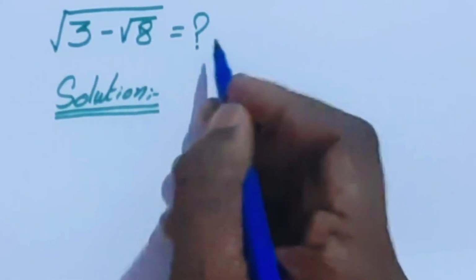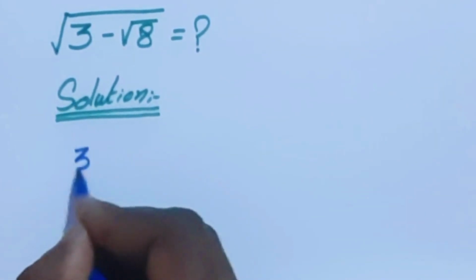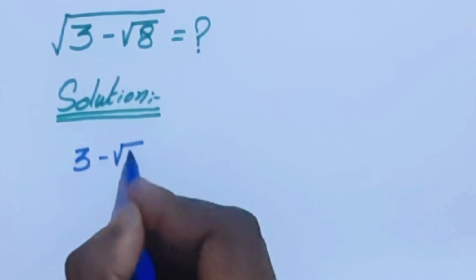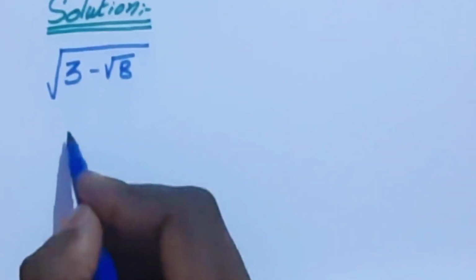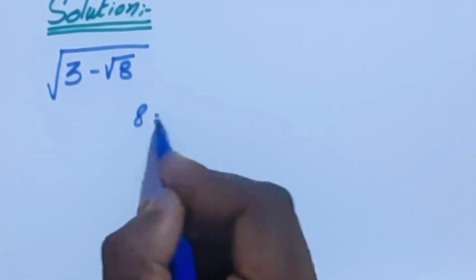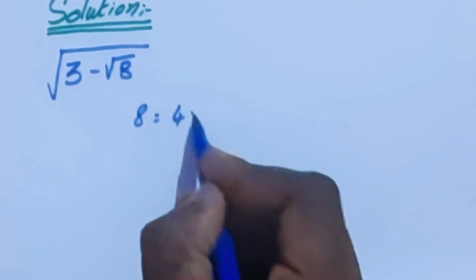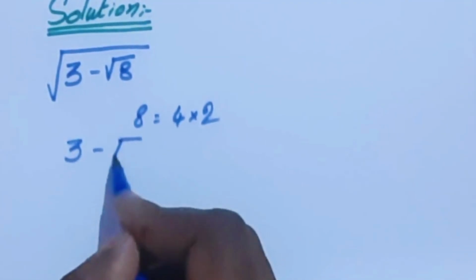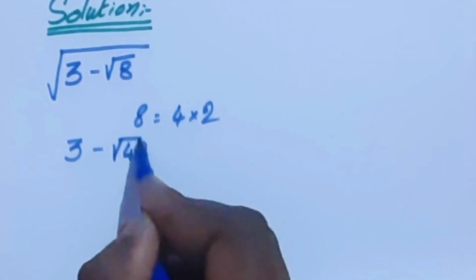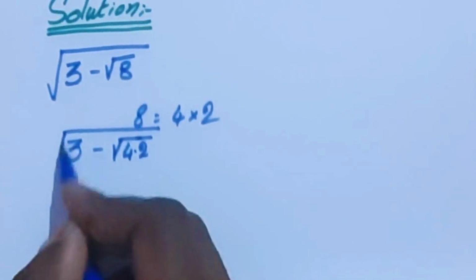Today we are going to solve this problem. Solution: the square root of 3 minus the square root of 8. Now this 8 can be written as 4 times 2. So the square root of 3 minus the square root of 4 times 2.